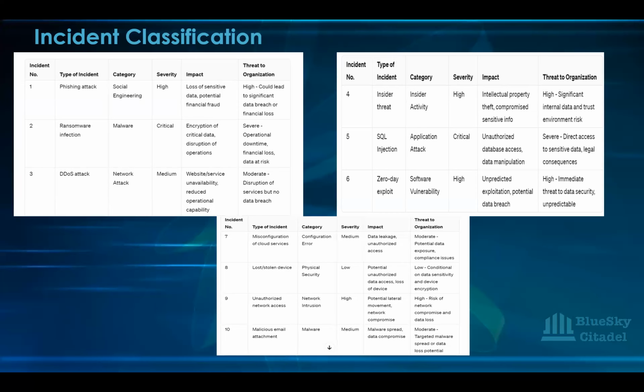So there are different categories. We have the categories in social engineering, malware, network attack, insider activity, application attack, software vulnerability, configuration error, physical security, network intrusion. And the severity can be high, medium, low, critical.